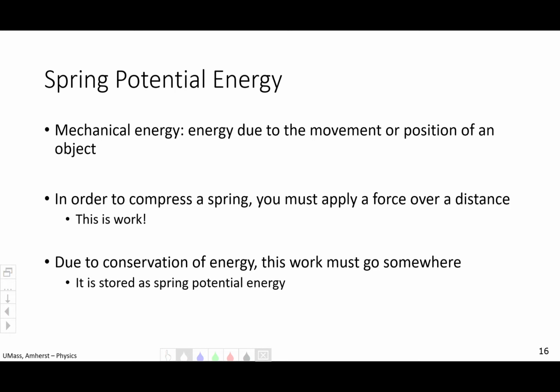Similarly, think about it this way. You pull back the plunger, and then you squeeze the trigger, and the dart goes. That dart gains kinetic energy, and that kinetic energy had to come from somewhere. It comes from the spring potential energy stored in the spring inside of the dart gun. All right, so mechanical energy, again, is energy due to the movement or position of an object. Again, you apply a force over a distance. This is work, and that work has to go somewhere, stored as spring potential energy. Okay, pause this if you need to.